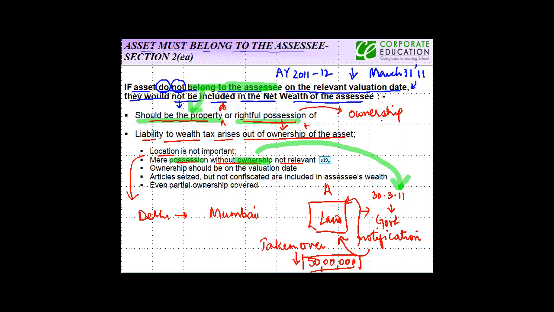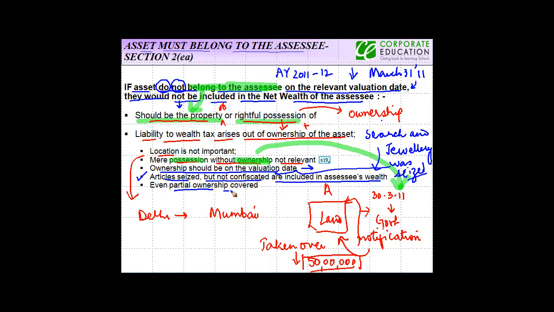The next point is ownership should be on the relevant valuation date. I think we have discussed this point quite a few number of times. Last moment of the valuation date. Articles seized but not confiscated are included in the assessee's wealth. So let's say there was a search during which certain jewelry was seized. As long as it is not confiscated by the tax department, then these will be included in the wealth of the assessee. And the last point is even partial ownership is covered.